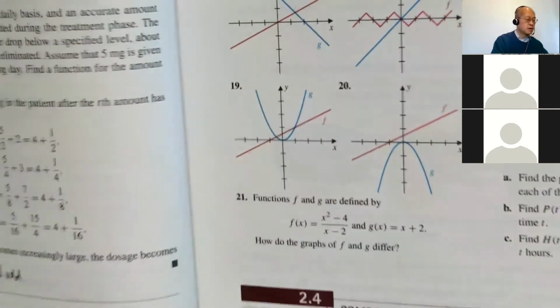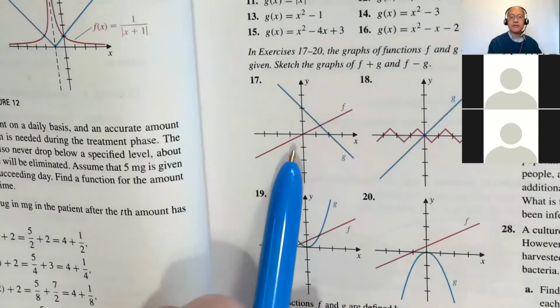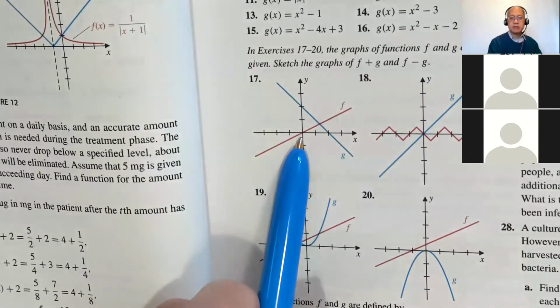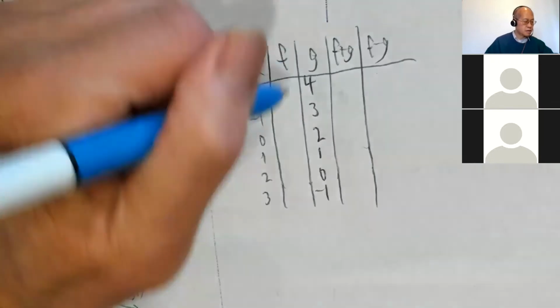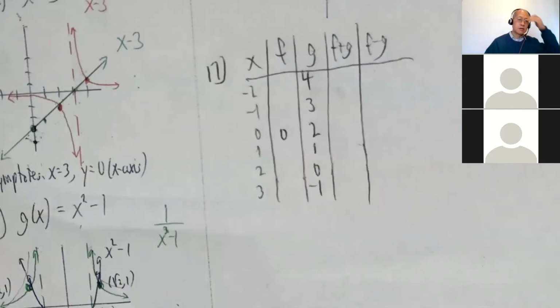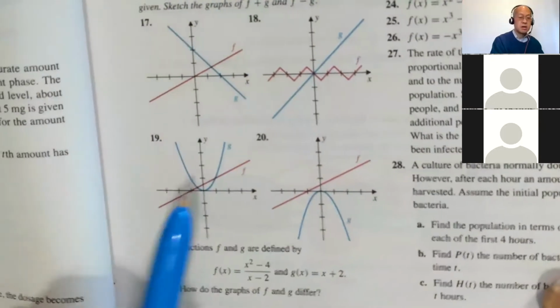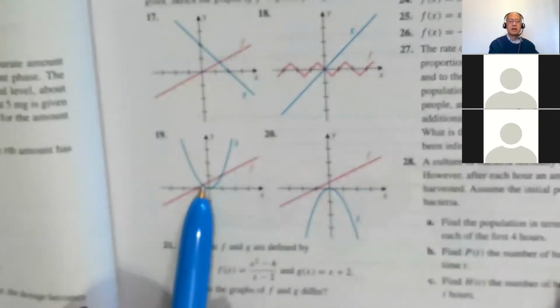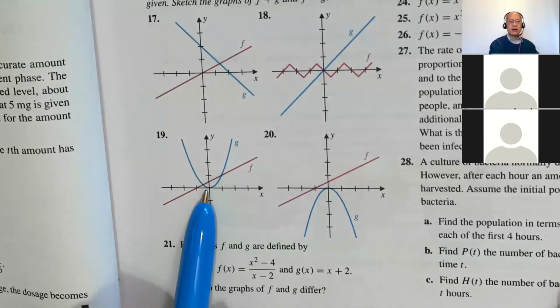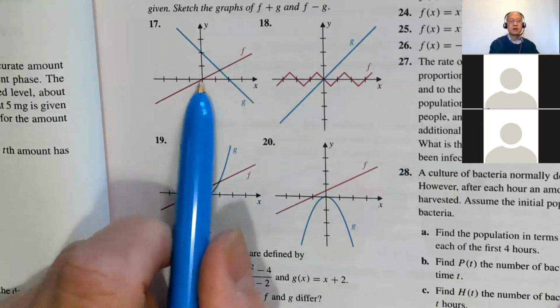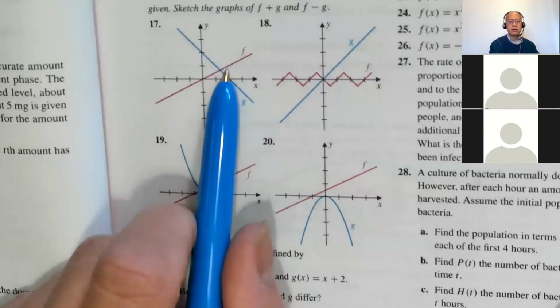I do the same thing for f. A little bit harder. So f, the red function, 0, 0. And let me try to avoid the fractions for now. Looks like 2, 1.